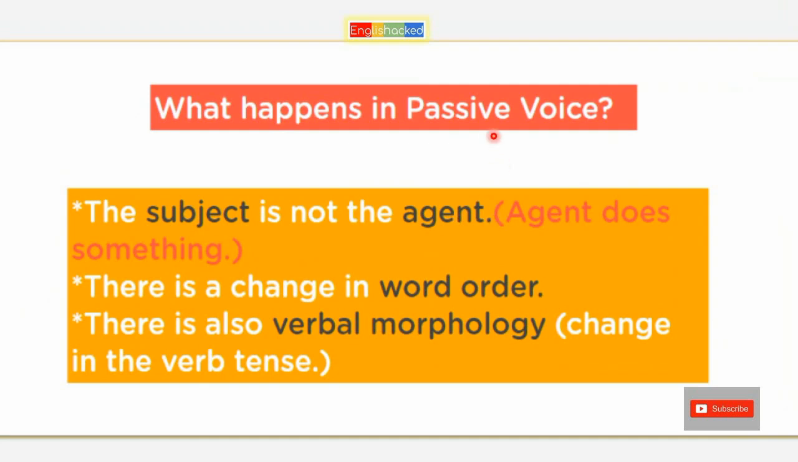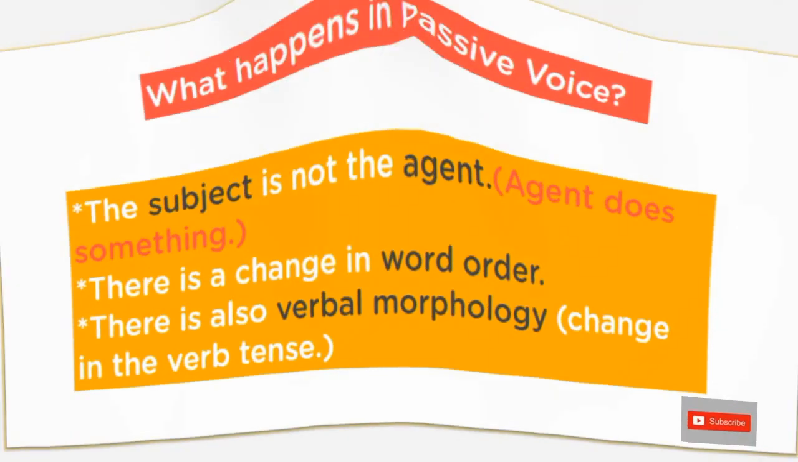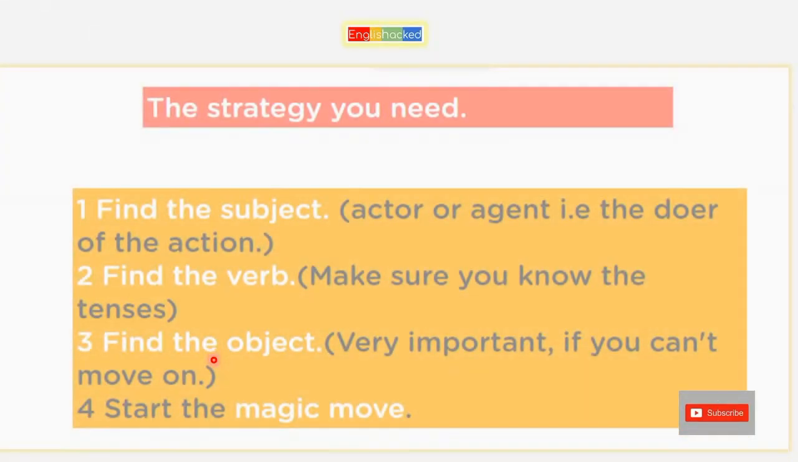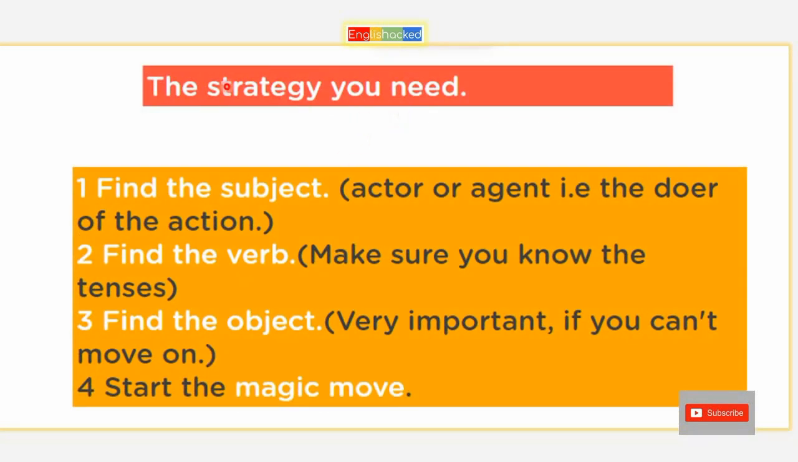Now, what happens in the passive voice? There are things you must know as a student. This is a requirement for all learners of English. If you want to attempt all questions without any problem, you need to know this. There's a subject, agent, there is a verb change, and there is word order change. This is the strategy you have to use to attempt to solve any passive voice in an exam.